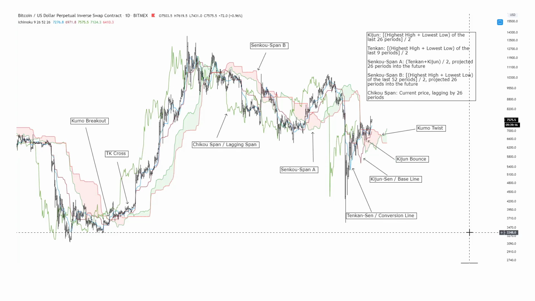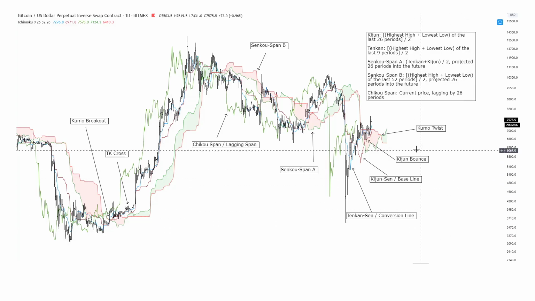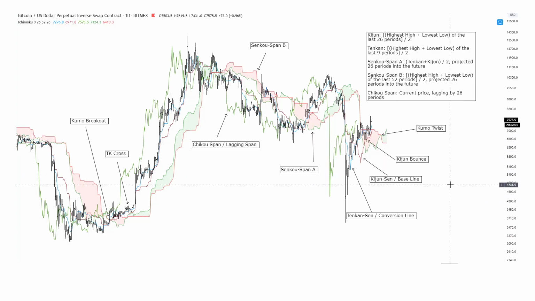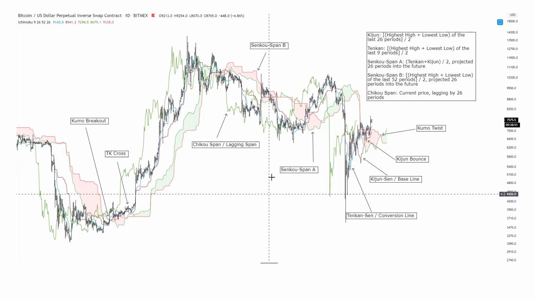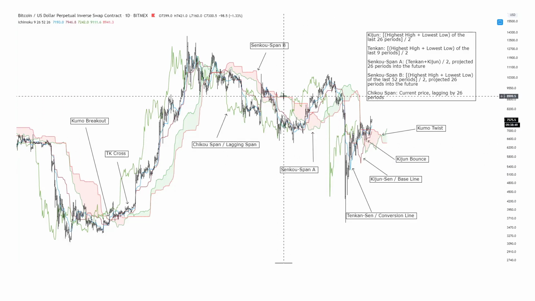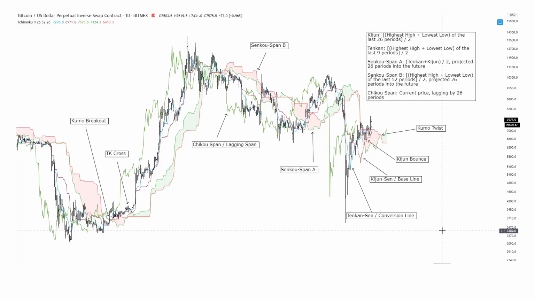Kumo Twist. A Kumo Twist happens when the Chiku Span A crosses the Chiku Span B, either to the upside or to the downside. A bullish Kumo Twist happens when the Chiku Span A crosses up, as you can see here, and a bearish Kumo Twist happens when the Chiku Span A crosses down. When the Chiku Span A crosses the Chiku Span B, the future cloud changes color, as you can see here, from red to green, bullish, and here from green to red, bearish.